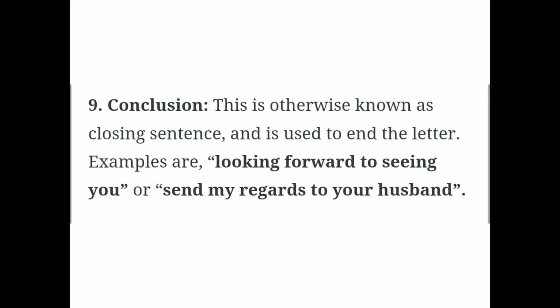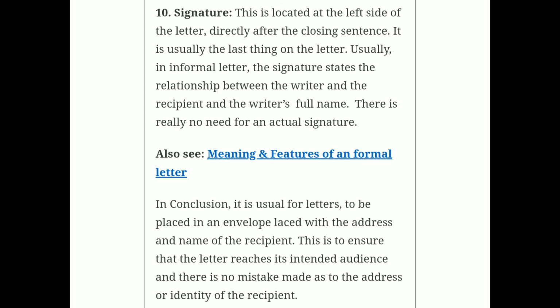And the next topic is signature. Signature. This is located at the left side of the letter, directly after the closing sentence. It is usually the last thing on the letter. Usually, in an informal letter, the signature states the relationship between the writer and the recipient and the writer's full name. There is really no need for an actual signature.